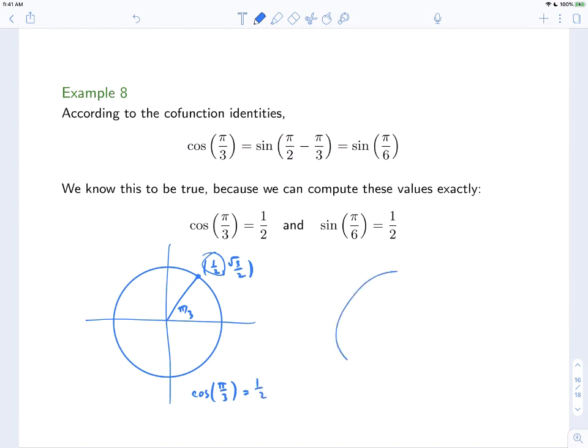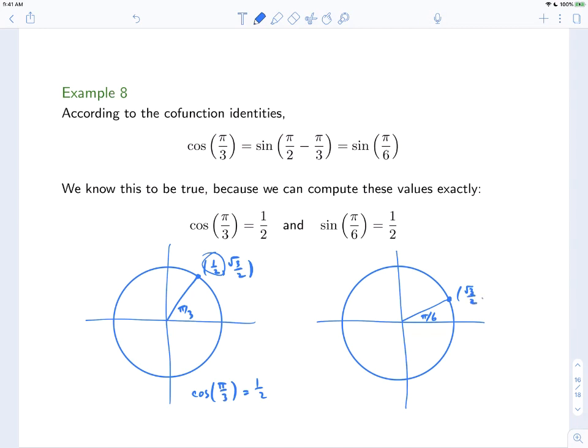What about pi over 6? Well, let's draw another unit circle here. So pi over 6 is more narrow. This is pi over 6. You're dividing by a larger number to get pi over 6, so that means you get something that's a smaller angle. You're dividing by 6 instead of 3, so it's going to be a smaller angle. This one has x-coordinate, which is larger. So it's square root of 3 over 2, comma 1/2. And sine is the y-coordinate. Sine of pi over 6 is the y-coordinate, which is 1/2. So we can see that, yes, these two values are the same.